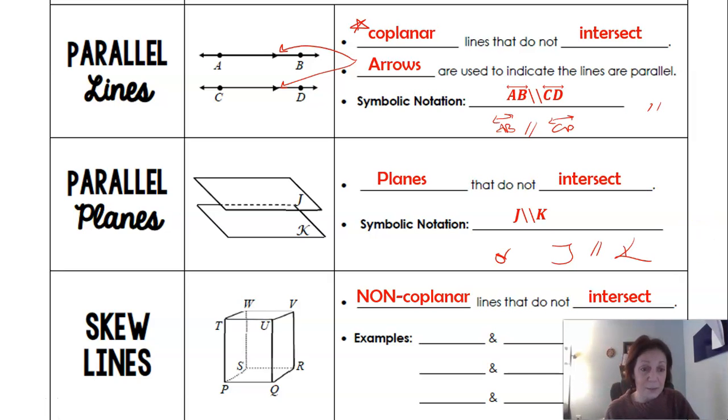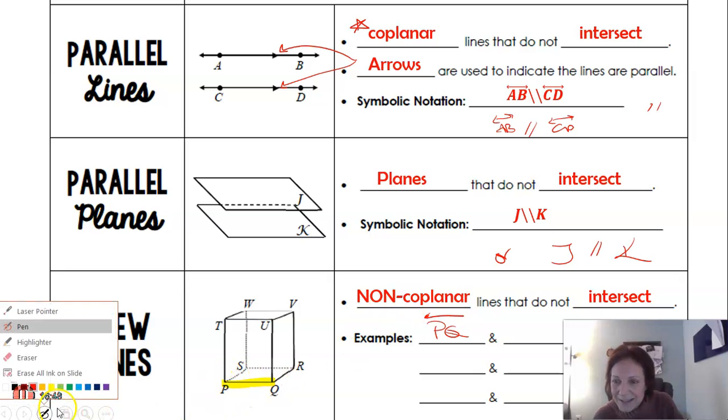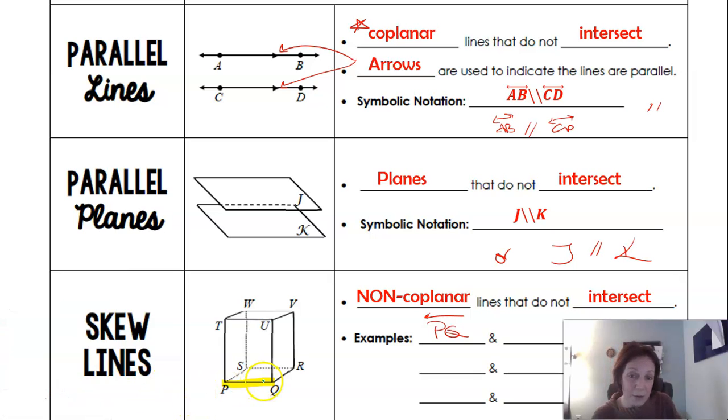Okay, so take a look at this diagram to the left. Let's find some segments that are skew. I'm going to get out my highlighter. All right, so let's highlight this segment right here, PQ. I need to find a segment that is skew to segment PQ. In other words, I need a line or a segment that's not going to cross PQ, but for the specific reason that it's not even in the same piece of paper with PQ.